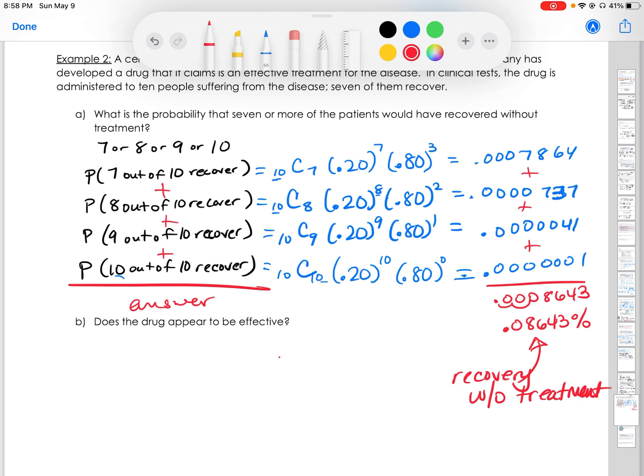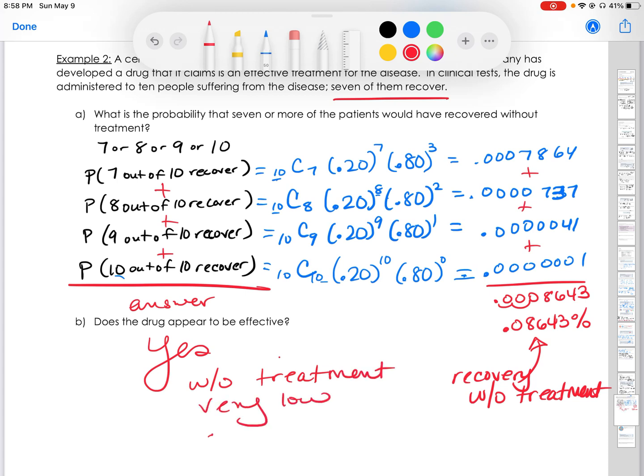So it's pretty unlikely that they're going to just get better on their own. I mean, look, that's the percentage. I don't even need to move the decimal twice. I've already done it. It's way less than 1% chance that without the drug they're going to get better. With the drug, 7 recovered. So I would definitely say that this looks very effective. So yes, without treatment, they have a very low chance of recovery. Okay.